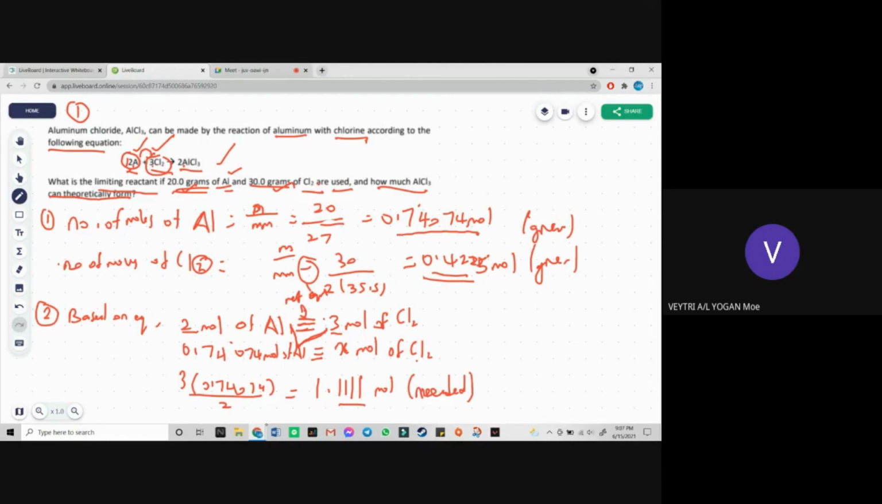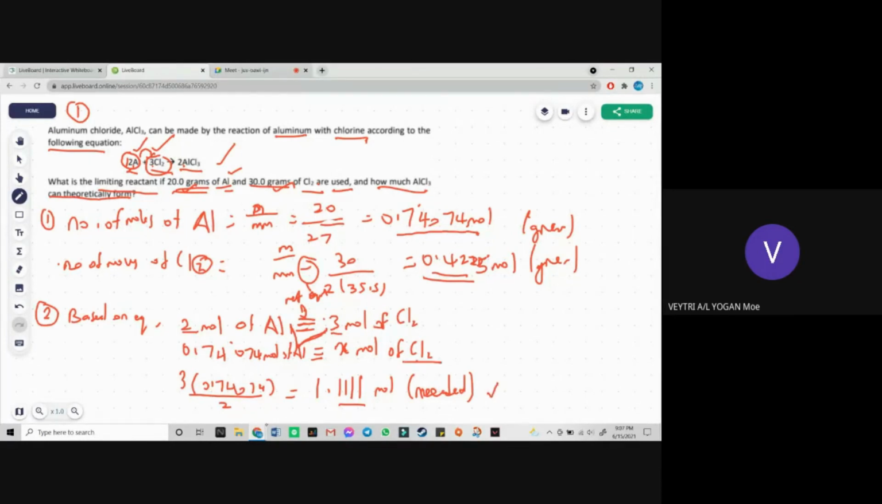0.74074 mole of aluminium is for 1 mole. And 0.4225 mole of chlorine is for 1 mole of chlorine. Right now, we want to calculate for 2 moles of aluminium reacting with 3 moles of chlorine. Sebab itu, we do this called stoichiometric equation. Alright. Now, needed adalah 1.1111 mole.